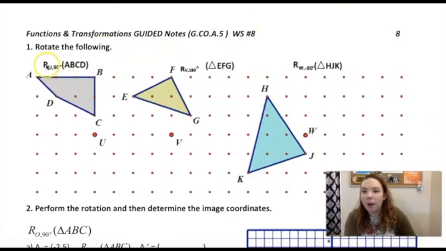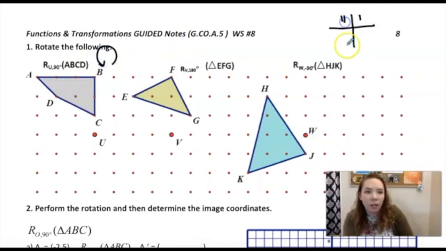Here your capital R is for rotate. And this is saying we're rotating about point U 90 degrees. When they give you a positive 90, that means we're going counterclockwise, because if you think about your quadrants here, you have 1, 2, 3, 4. So we're going in sequential order when it's positive. When it's negative, like this one is, that's when we are going clockwise. So a positive 90 means we're going counterclockwise.